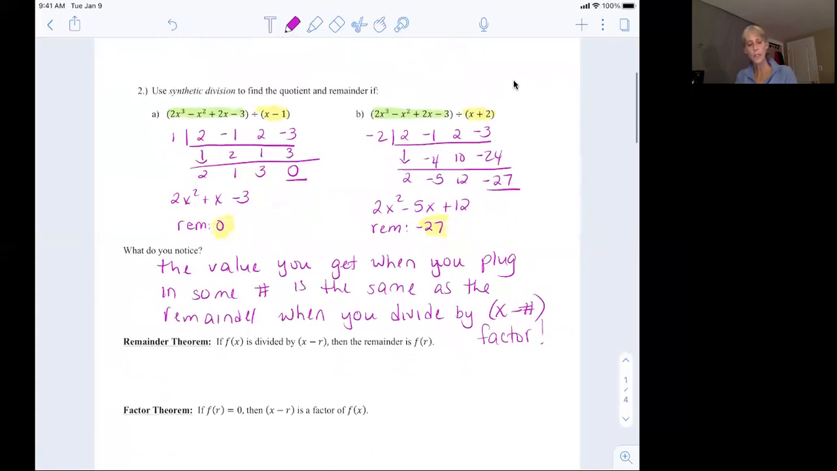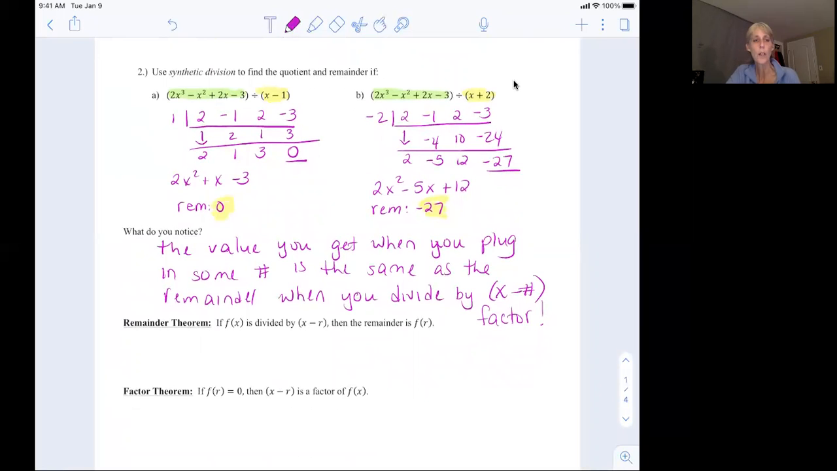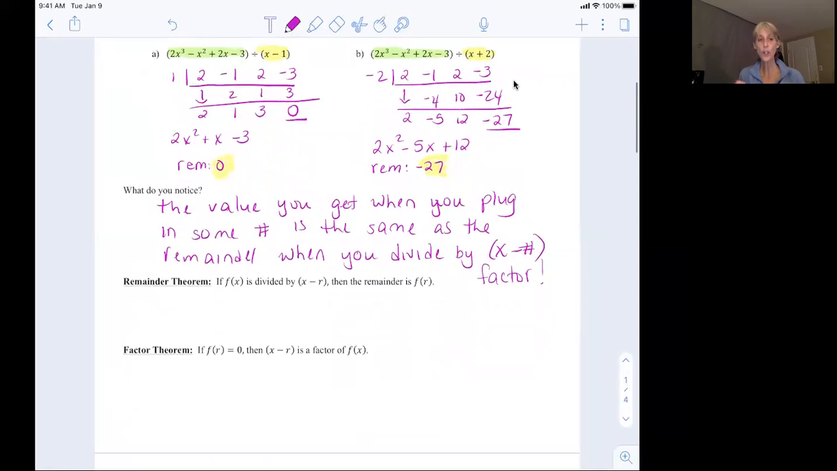Okay, so this is going to lead to two really, really important theorems. The first theorem is called the remainder theorem, which is just that stated in math terms. If f of x is divided by x minus r, then the remainder is f of r, right? The value you plug in is the same as the remainder when you divide. And then another huge, really important theorem is the factor theorem. We know that if the remainder is 0, then x minus r is a factor. And this guy is what's going to be important to us. This guy, the factor theorem, is what's going to help us determine whether or not we can factor a polynomial.